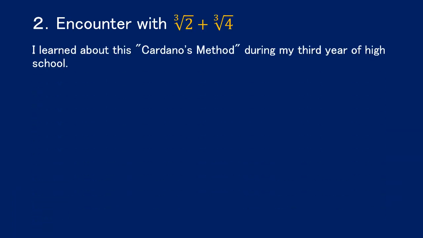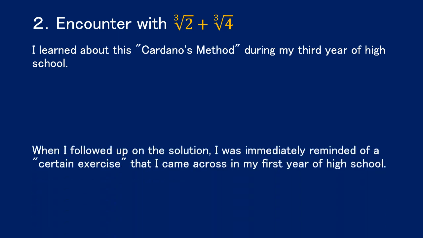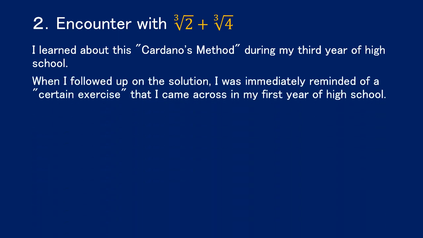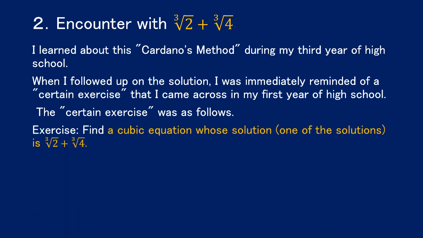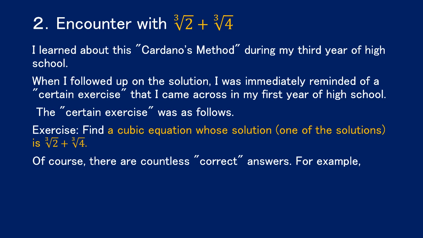I learned about this Cardano's method during my third year of high school. When I followed up on the solution, I was immediately reminded of a certain exercise that I came across in my first year of high school. The exercise was as follows. Exercise: find a cubic equation whose solution is the cube root of 2 plus the cube root of 4. Of course, there are countless correct answers.